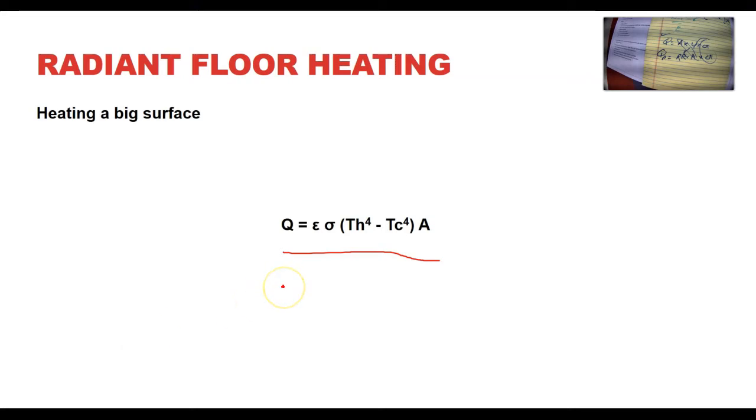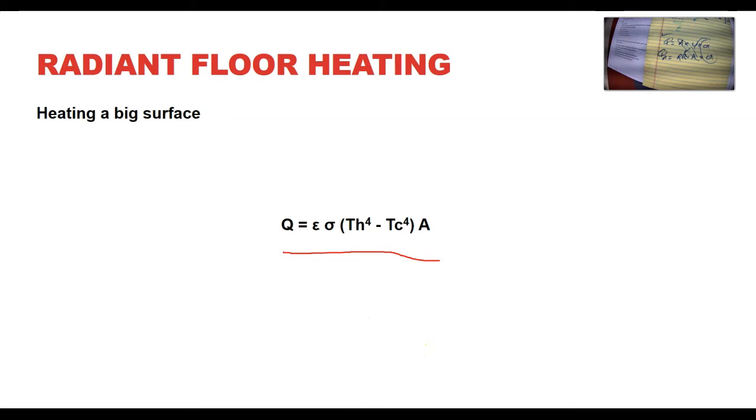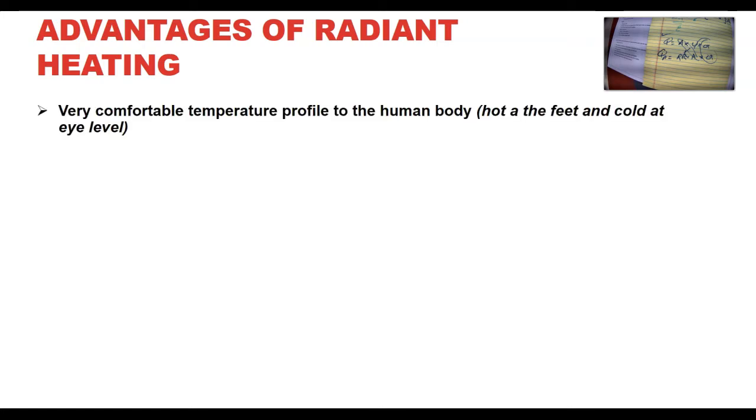Okay, so you don't have to look at this again. We'll move on and see what else is there. Advantages of having radiant floor heating. Radiant floor heating is the best you can do for a place where you want to invest some money and have the proper amount of heat distribution. So it's a very comfortable temperature profile for the human body.